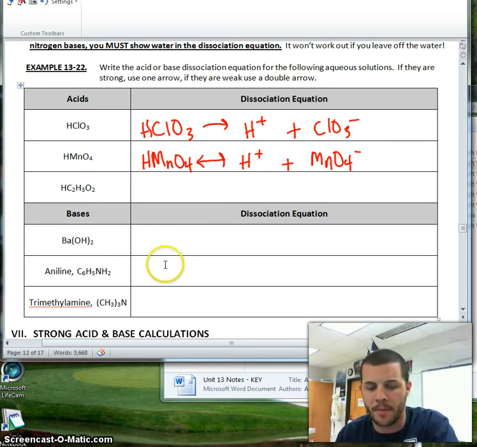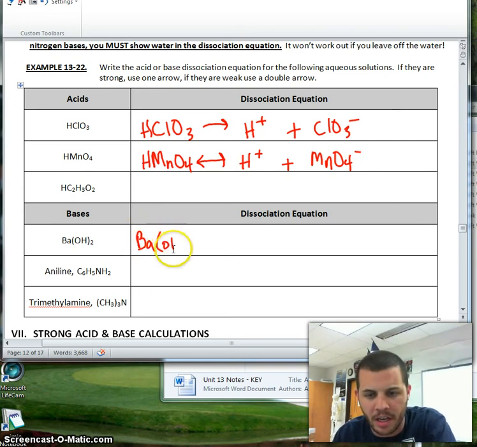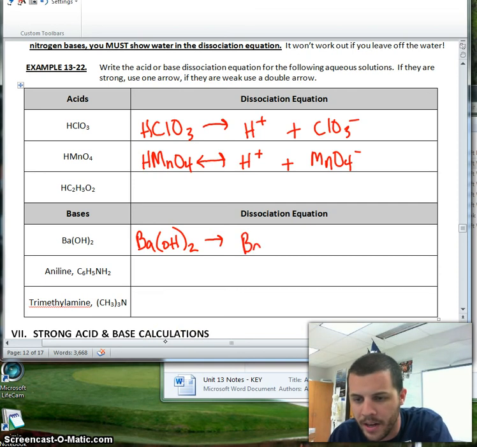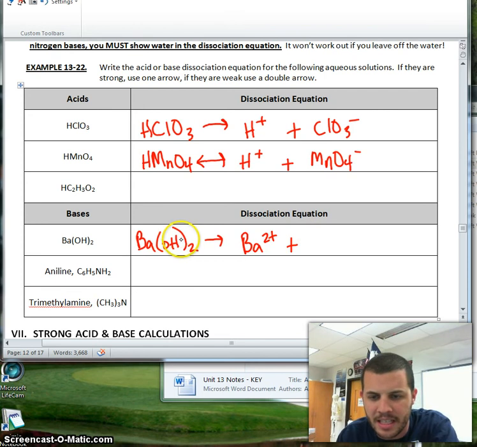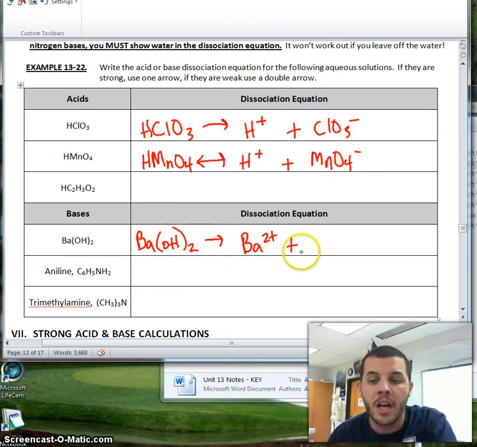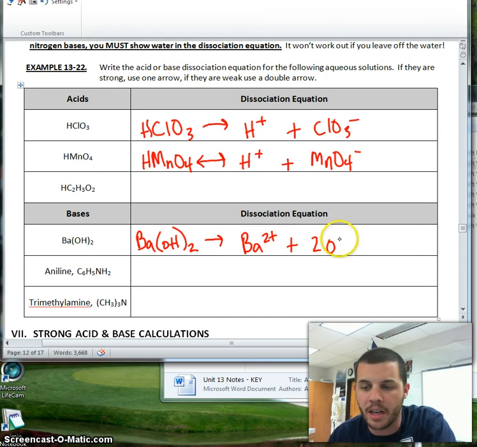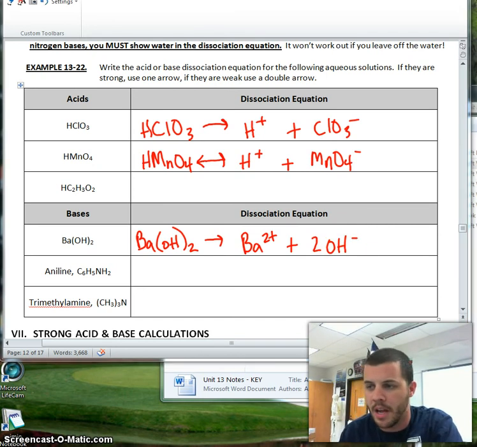Let's take a look at barium hydroxide. It's a base. Not a lot of differences here. You're going to dissociate this one just like you would an ionic compound. So I've got Ba(OH)2. Since it's a strong base, it gets a single arrow, and it's going to dissociate into barium ions and hydroxide ions. But check this out. I've got a 2 down here, which tells me that this is going to dissociate into 2 hydroxide ions. And so there's my dissociation equation for that.